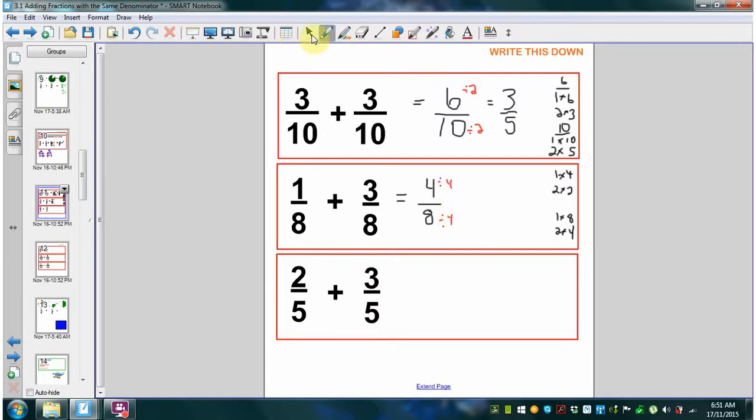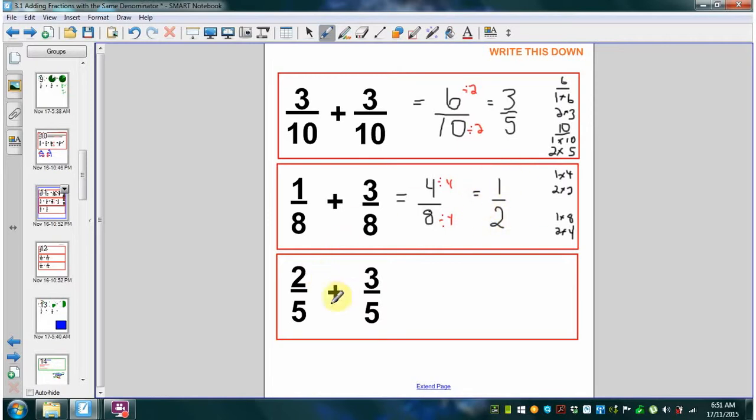Okay, so 4 divided by 4 is 1. 8 divided by 4 is 2. Okay, so that's our final answer there, simplified.